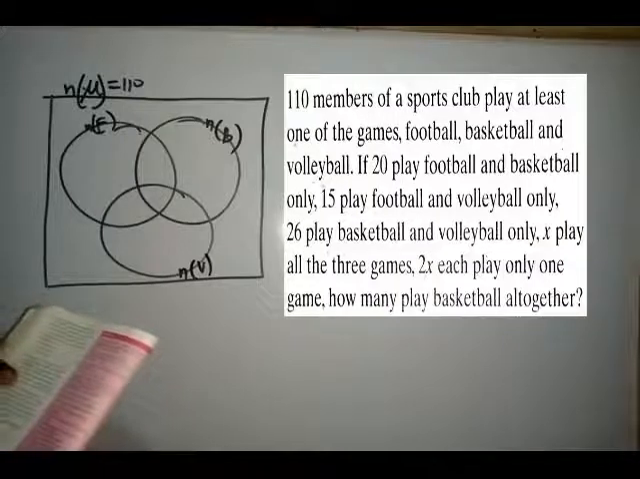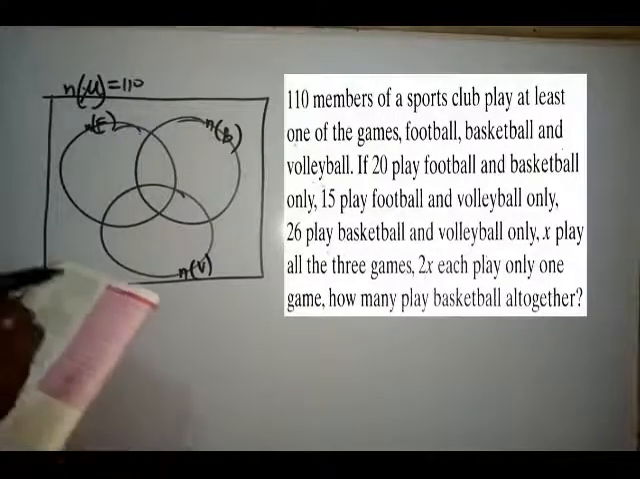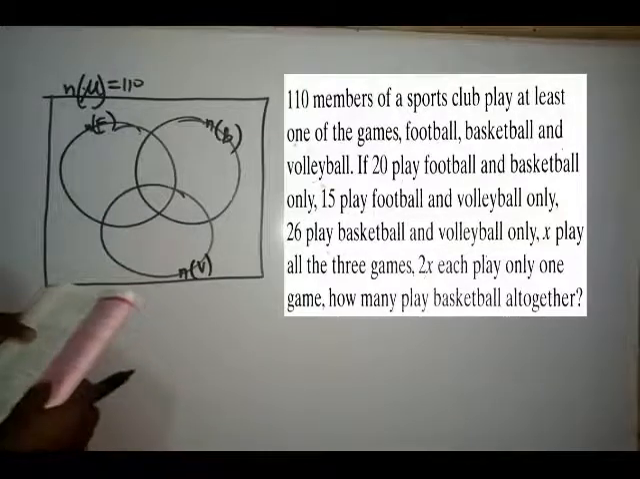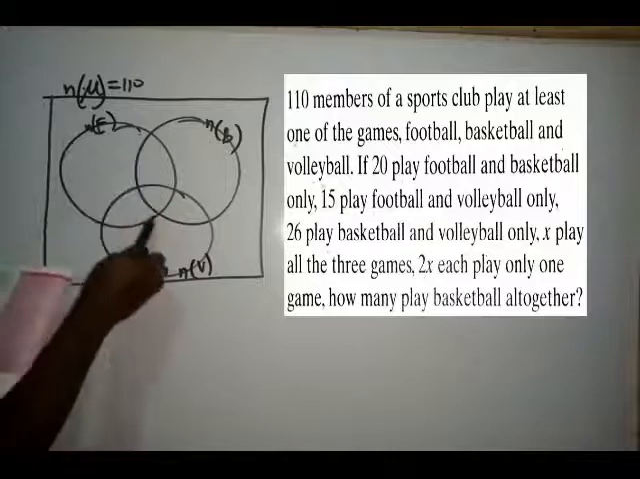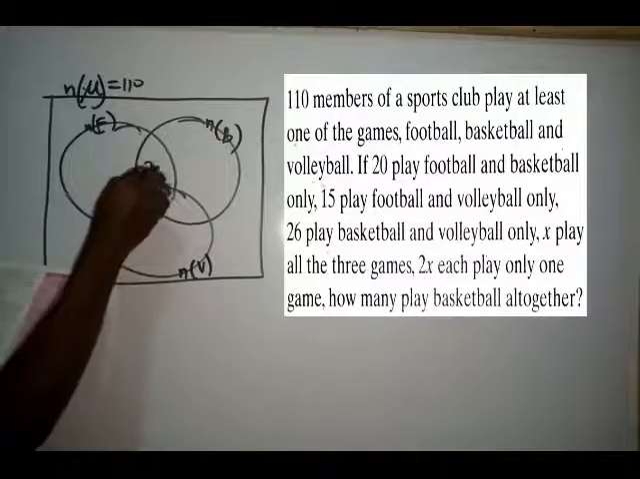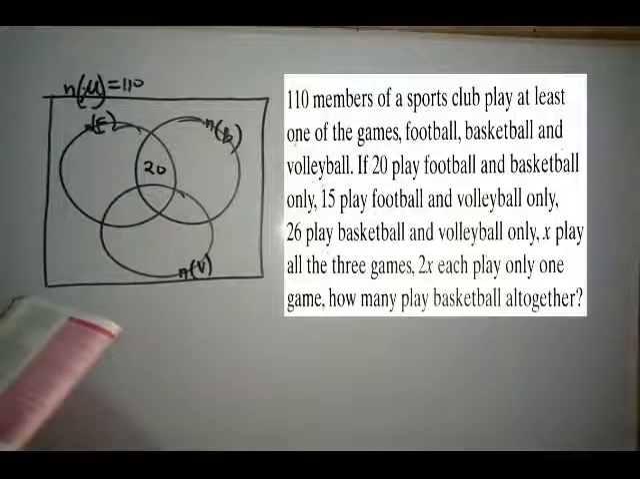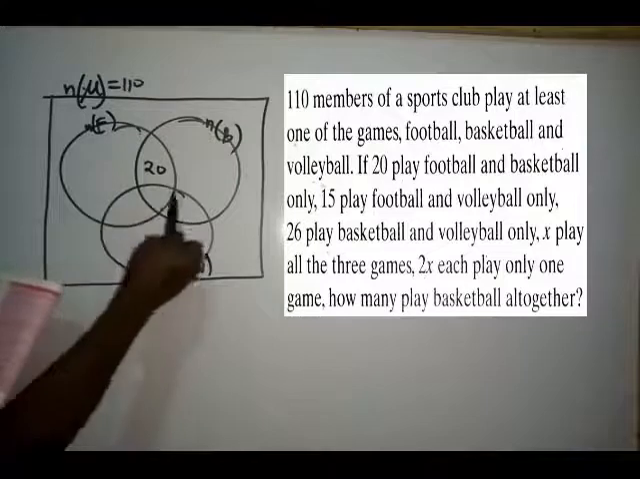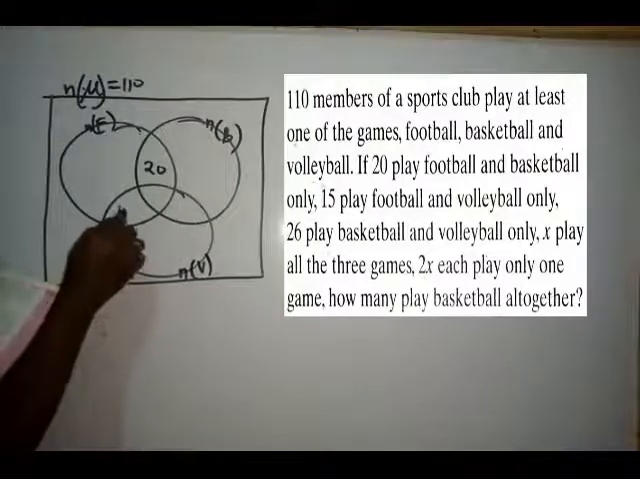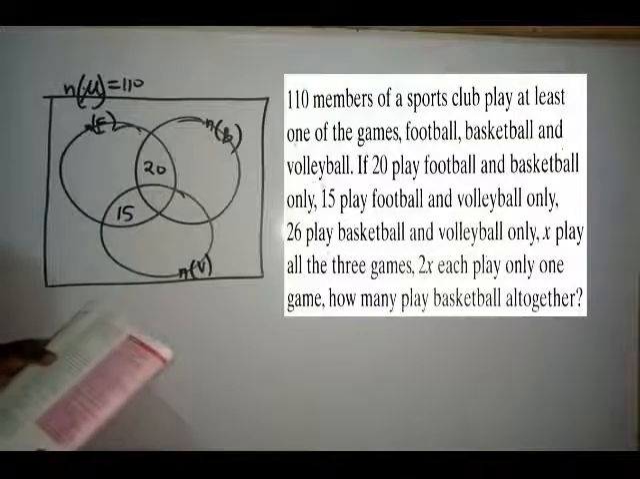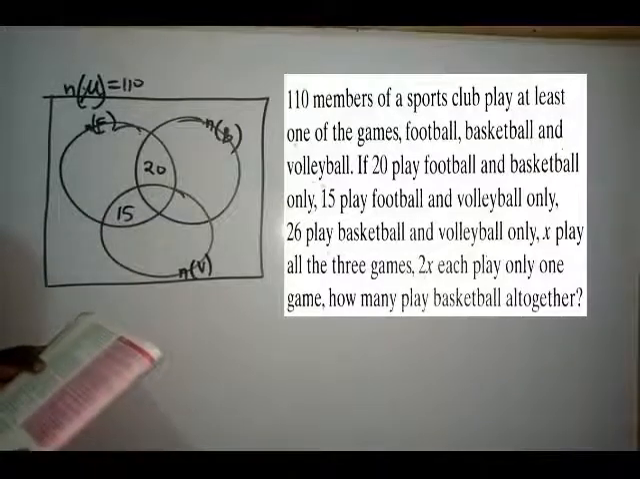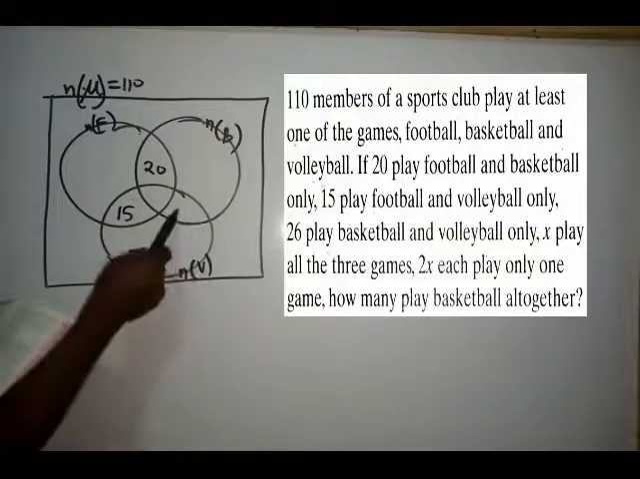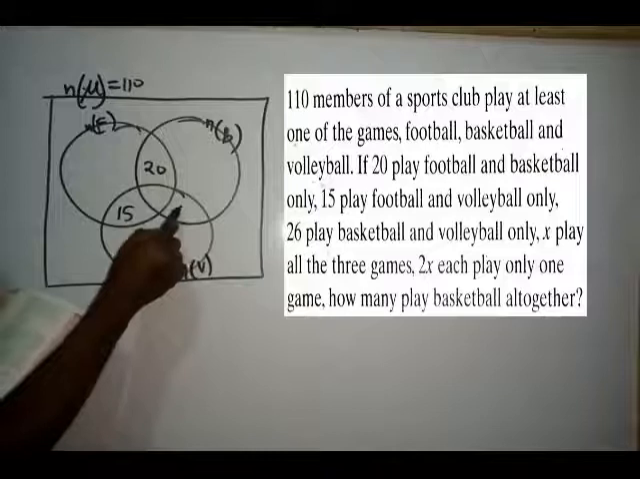20 play football and basketball only. Please note, the word only is there. So let's locate football and basketball only. This is football and basketball, and here is football and basketball only: 20. 15 play football and volleyball only. Football and volleyball is this place, the only is this place, and that is 15. 26 play basketball and volleyball only. Basketball and volleyball is this, and this is basketball and volleyball only, and this place is 26.